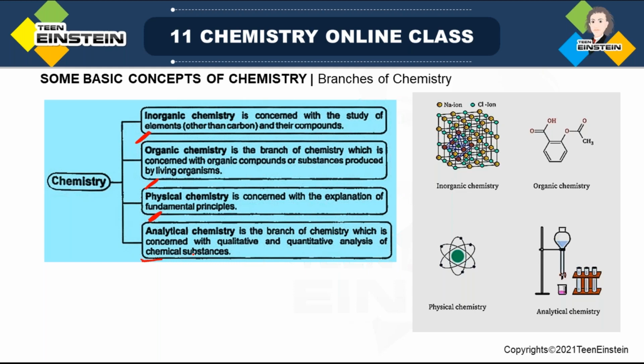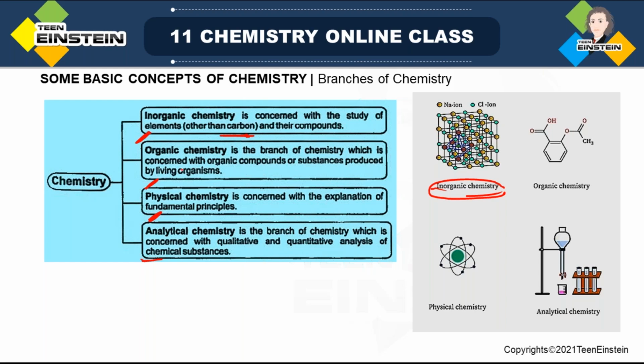So first focus on inorganic chemistry. Here you can see the sodium chloride crystal structure, that is common table salt. In this branch we will study basically elements and their compounds other than carbon. So you will not find the element carbon or its compounds much in this branch. And when it is organic, it is actually the reverse.